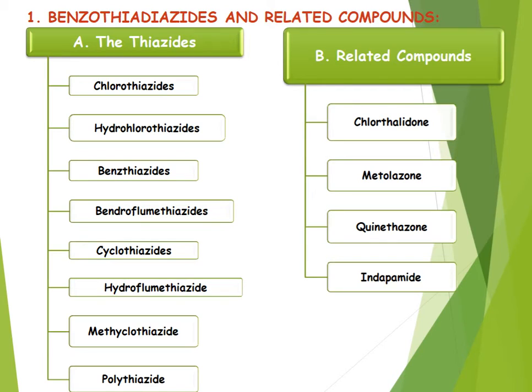First is the benzothiazides and related compounds. These are divided into two subtypes: the thiazides and the related compounds. Examples of thiazides are chlorothiazide, hydrochlorothiazide, benzthiazide, bendroflumethiazide, cyclothiazide, hydroflumethiazide, methyclothiazide, and polythiazide. Next are the related compounds. Examples are chlorthalidone, metolazone, quinethazone, and indapamide.